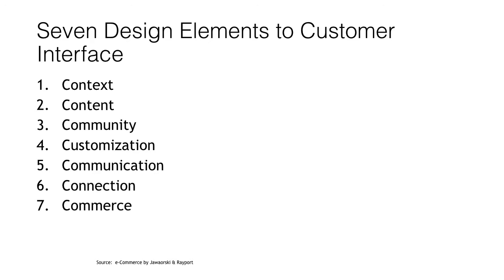So there are 7 design elements to a website, and those include context, content, community, customization, communication, connection, and commerce. Let's just briefly go through each.